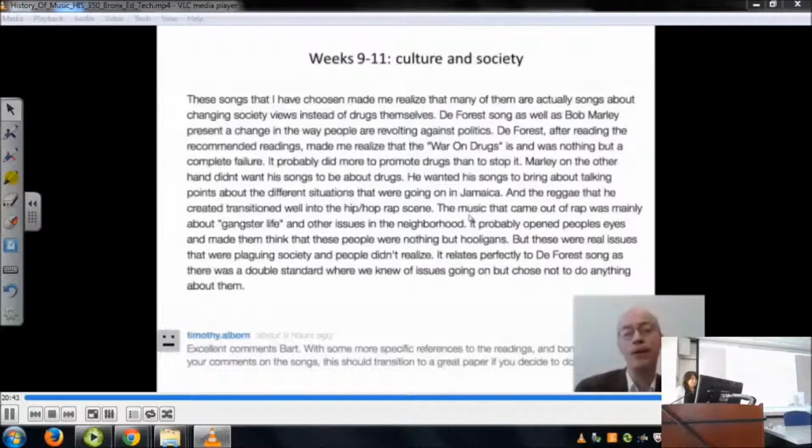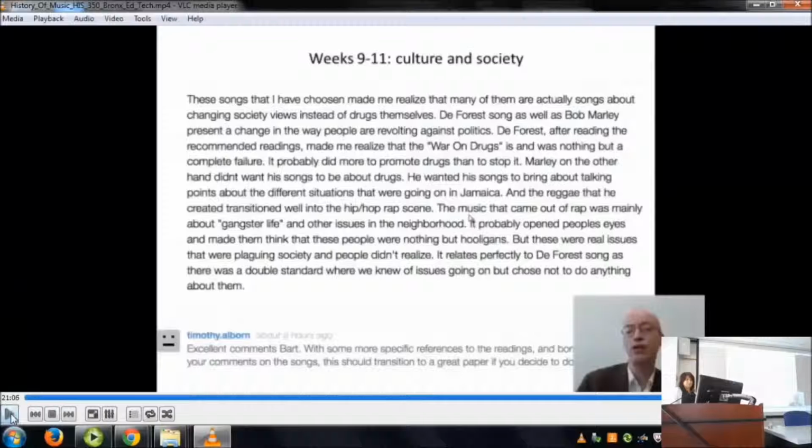And he got the bigger point, which is that he realized that many of these songs are not just about drugs, they're about changing social views about drugs. He added Bob Marley, almost everyone who did drugs, and so forth, talking about Bob Marley, and came up with a very thoughtful response, which, as I say in my comment on the post, will be a very good basis for a term paper if he chooses to turn it into one.